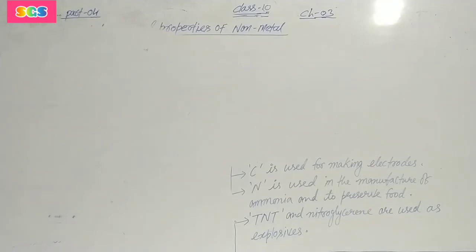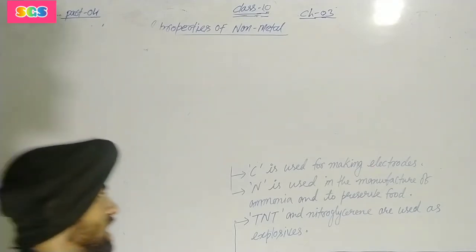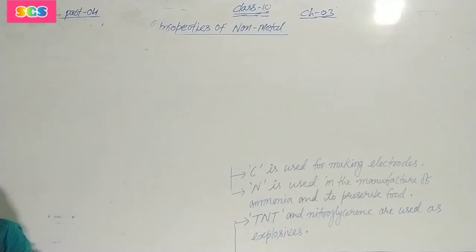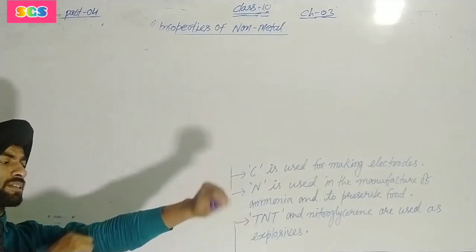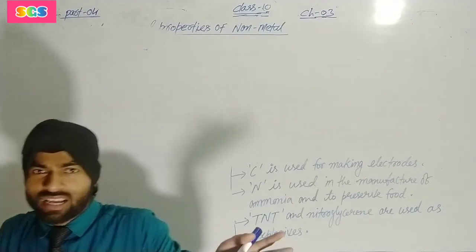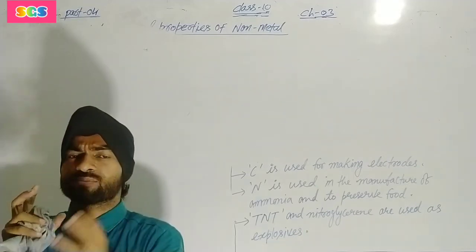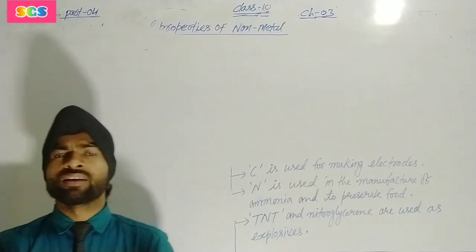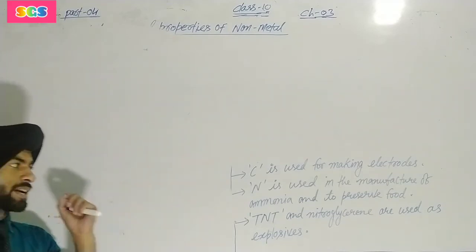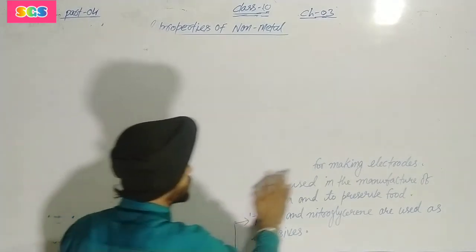I have already said that nitrogen is used in the manufacture of ammonia, and nitrogen is also used to preserve food, as it is a very inert gas. It does not react easily with air or oxygen. That's why it is used as a preservative in several foods, like the kurkure, chips and lays you always eat. These food bags contain nitrogen gas, and that's why they are very fluffy. So nitrogen is used as a preservative in most food items.